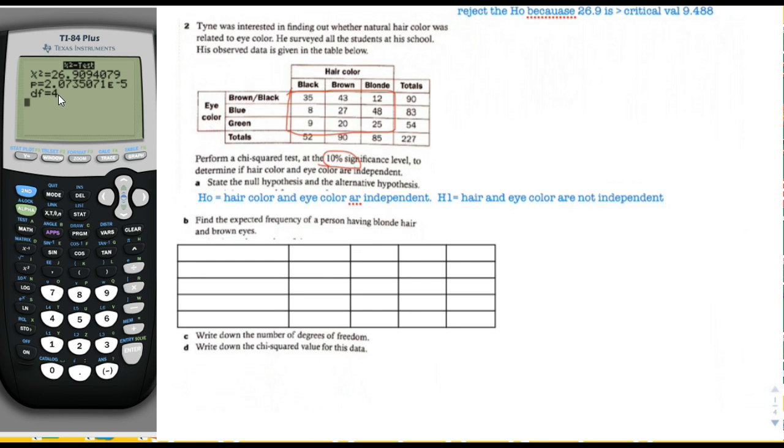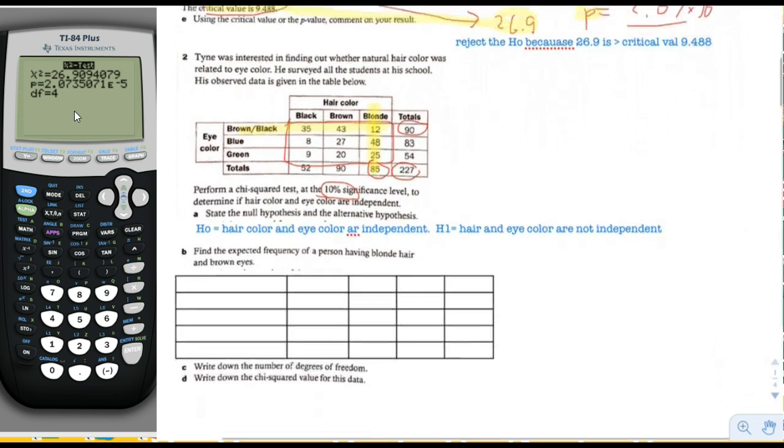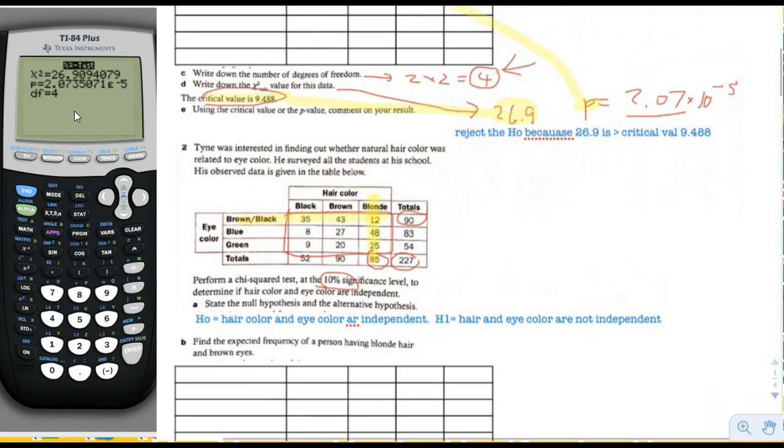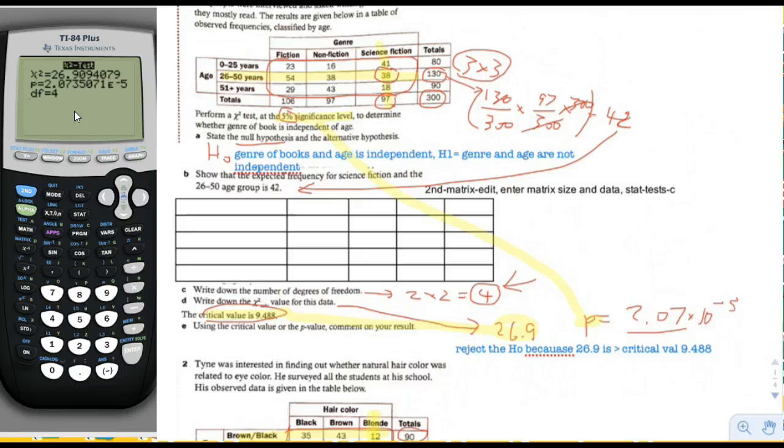B, find the expected frequency of a person having blonde hair and brown eyes. So now they want us to find the expected frequency. Oh, okay, no, they want us to find just one. So the expected frequency of a person with blonde hair and brown eyes is going to be that position. So, okay, we're going to use the 90, we're going to use the 85, and we're going to use the 227, okay?